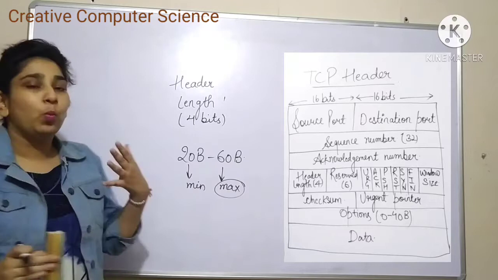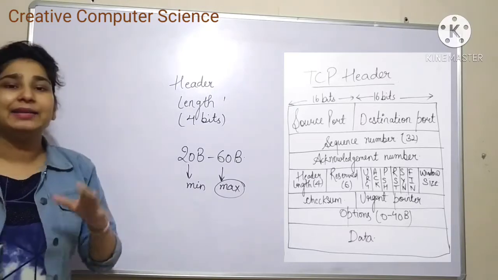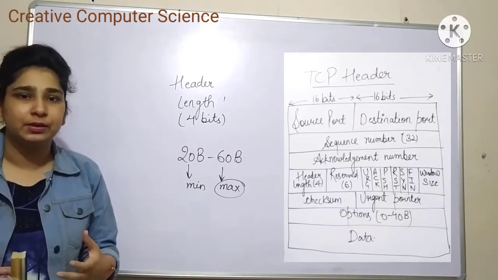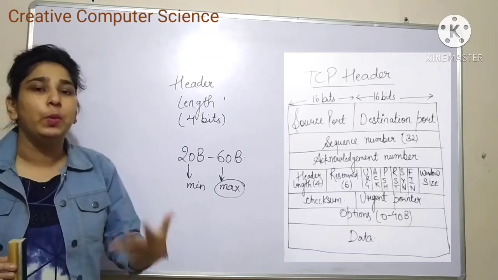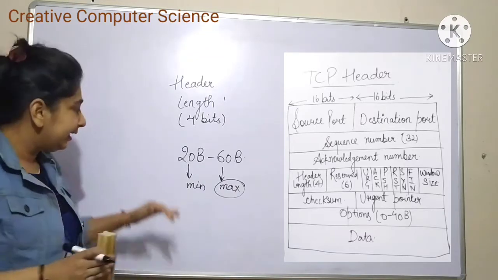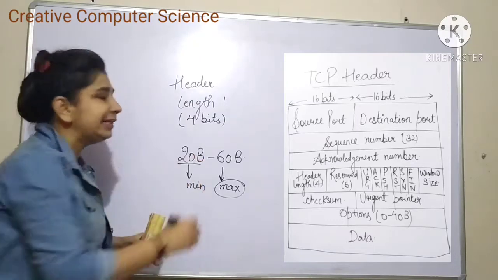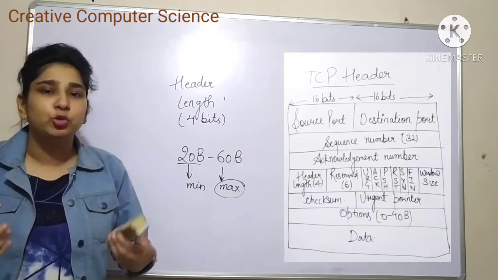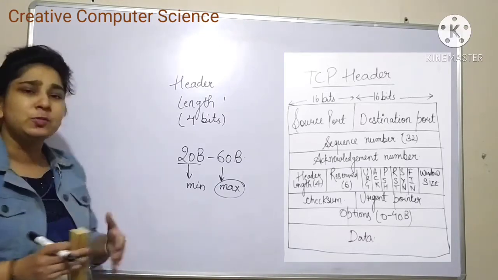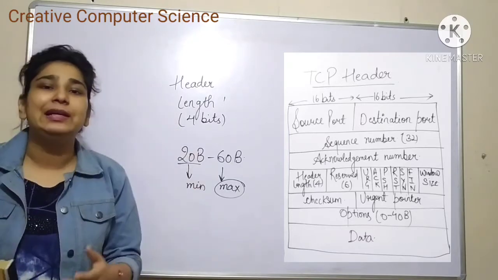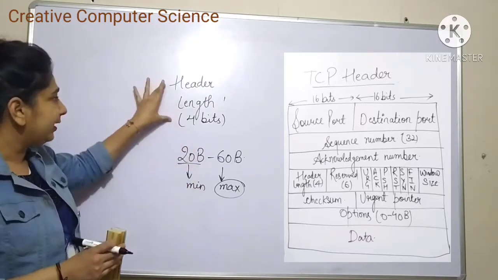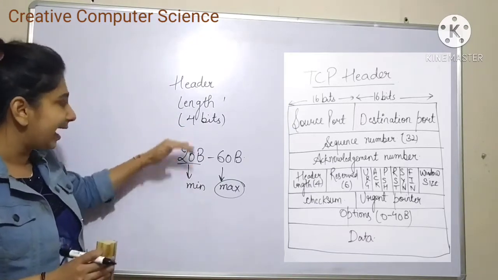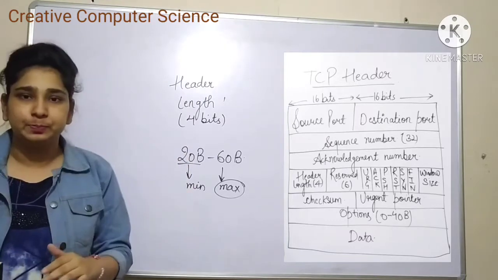So this TCP header length field, which is of 4 bits, is not fixed. It might vary according to the requirement. It is not that it is always going to be 20 bytes. Sometimes it might be 20 bytes, it might be 32 bytes, 48 bytes. So as per the requirement, this header length field is actually dynamic. It is going to change every time. So that's why we need to mention the header length field value.